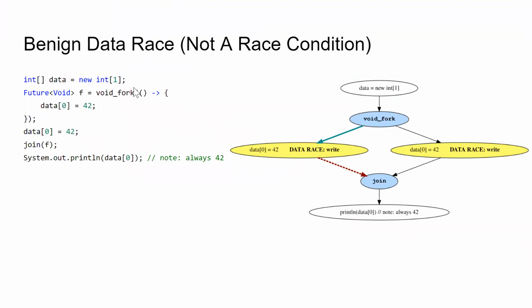This is the benign data race, and this is kind of the exception that proves the rule, kind of crazy. Imagine I make a piece of data, an array that's 1 long, I assign it to 42 in this task, right? And then the continuation also assigns it to 42, right? And I join and I print it out. This is always going to produce 42, which makes sense. This is still technically a data race, right? Because 2 tasks or 2 threads are accessing the same data. At least one of them is writing. Both of them are writing. But it's not a race condition, because no matter how you run it, it will always produce 42.